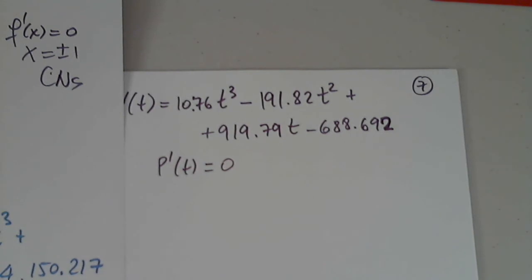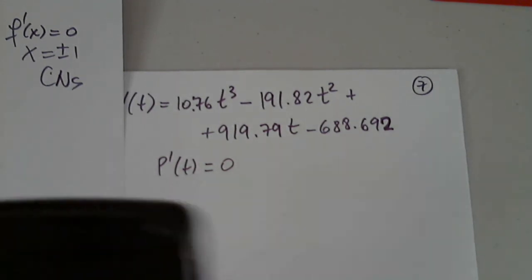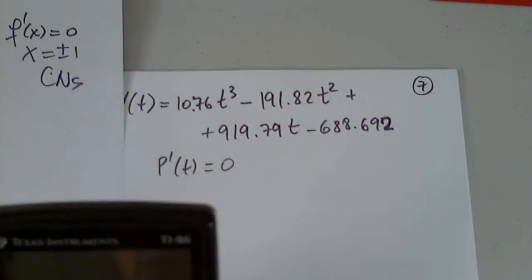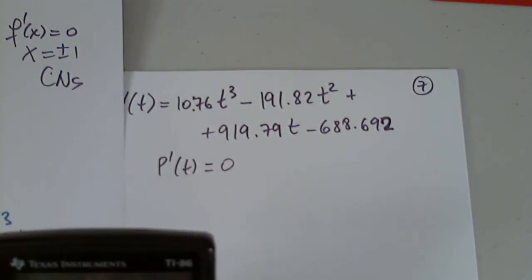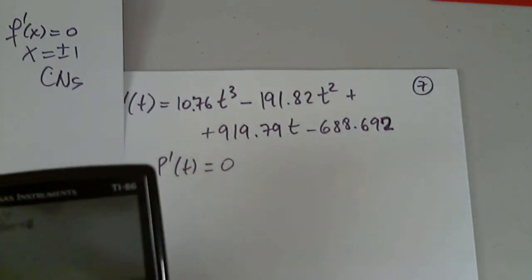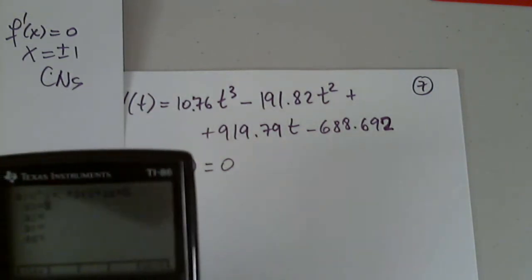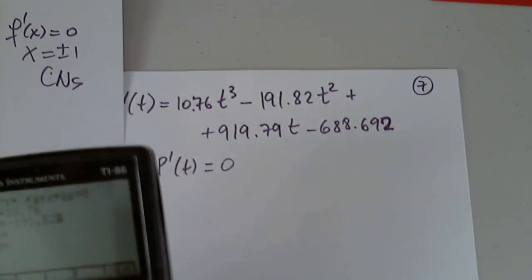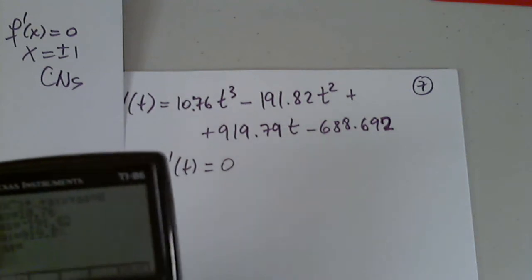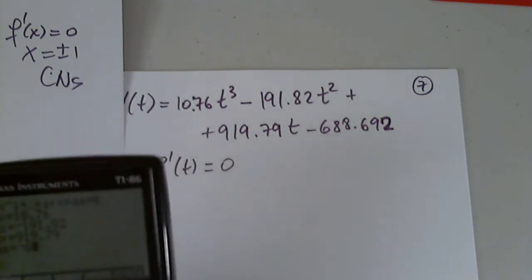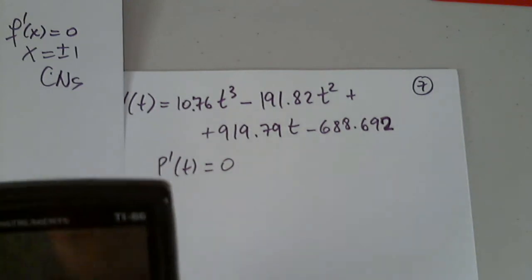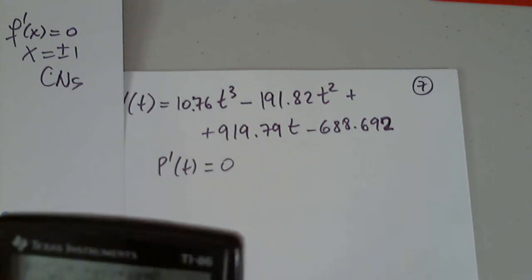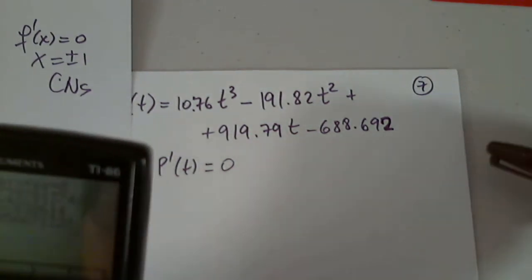And I have my special 20, 30-year-old calculator. I don't even know how old it is. I trust it much better than the newer one. It's a polynomial of degree 3, and the coefficients are 10.76, negative 191.82, 919.79, and the last one, negative 688.692. And I click on solve. Even the calculator needs some time, and it has new batteries, by the way.